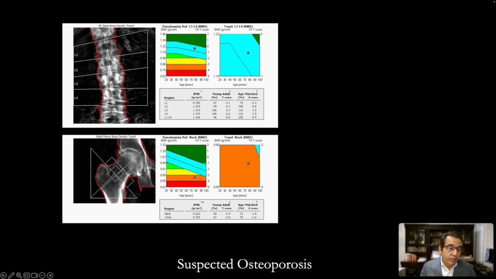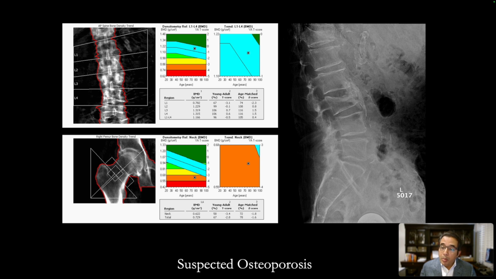And also, if we look at the height of this vertebral body, it is less than L2 and L4. So that makes it concerning for an insufficiency fracture. And so here is the lumbar spine plain film on this patient in the lateral projection showing an anterior compression deformity involving the L3 vertebral body.